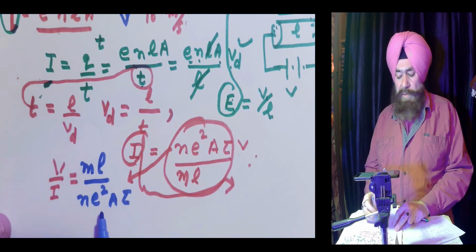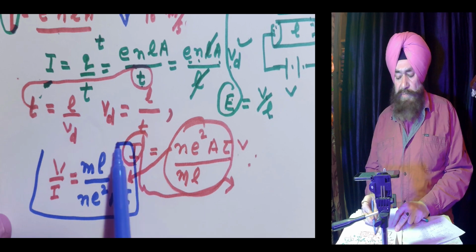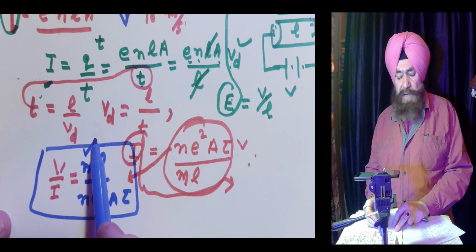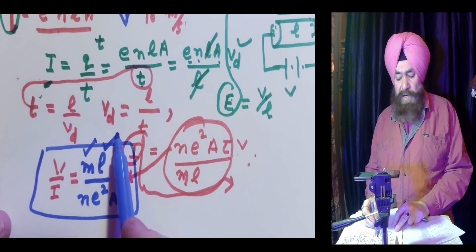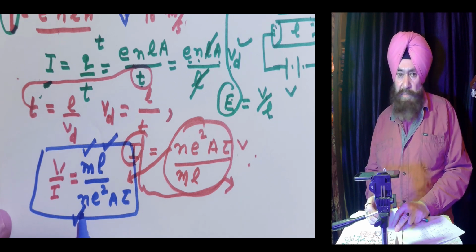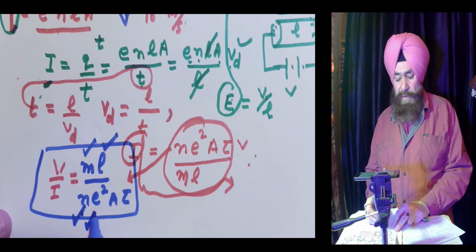Now, for a given conductor, m is the mass of the electron, it is constant. For a given conductor, L is constant. For a given conductor and a given material, n is constant and depends upon the type of material, it is copper or silver, like that. Electronic charge e is constant. Area is a geometry factor, it depends upon the geometry. But for a given conductor, A is also constant.